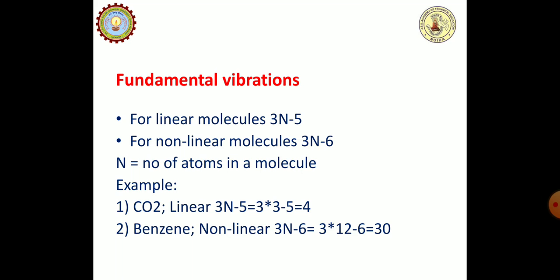For example, benzene. Benzene is a non-linear molecule. For a non-linear molecule, the number of fundamental vibrations is 30. The number of atoms present in benzene is 12. 12 into 3 is 36, and 36 minus 6 is 30.